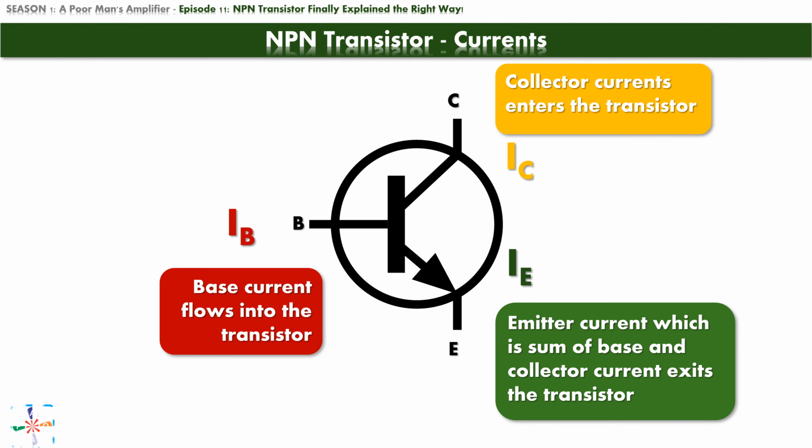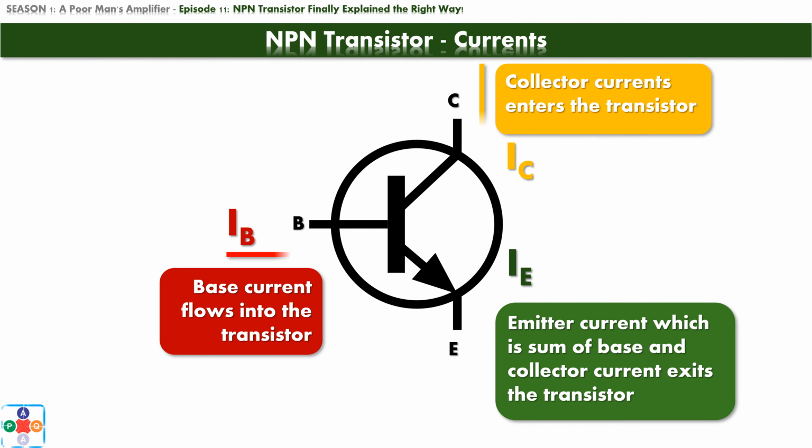Current going from the power source into the collector terminal is called collector current, and it is marked with a yellow arrow, pointing in the direction of the current in the circuit. The current going from the power source into the base terminal is called base current, and it is marked with a red arrow. Please note, and we repeat again, because it is very important, the direction of base current is from the power source into the NPN transistor. Both collector and base currents are going from the positive terminal of the power source into the NPN transistor.